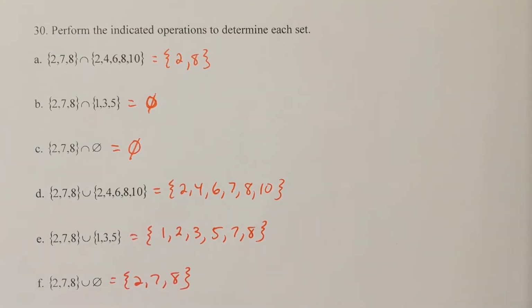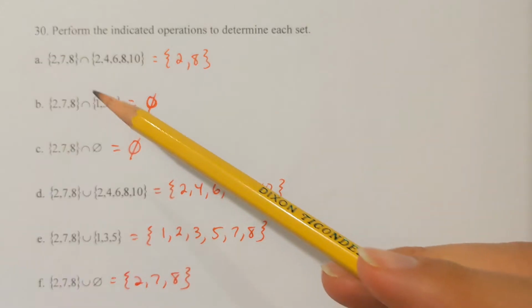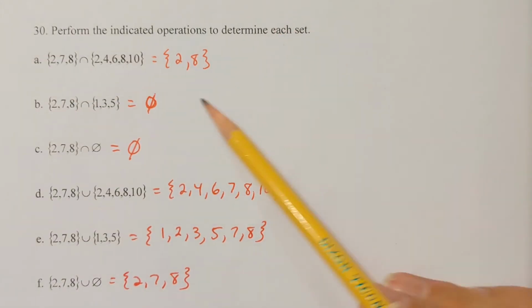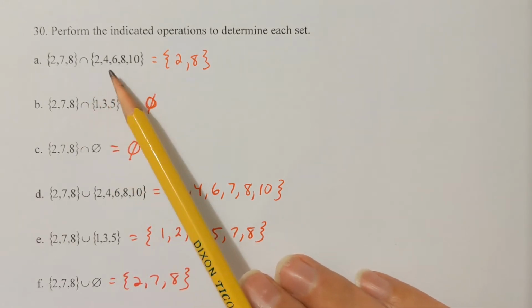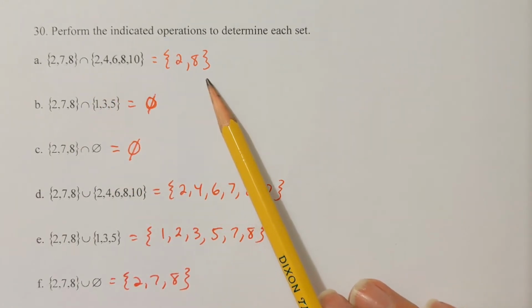Problem 30, perform the indicated operations to determine each set. Okay, so the set containing 2, 7, and 8 intersect the set containing 2, 4, 6, 8, and 10. Intersection means that you're looking at all the elements that are in the two sets. So I see 2 is in those two sets. 8 is also in those two sets. So the set containing 2 and 8 would be my answer.